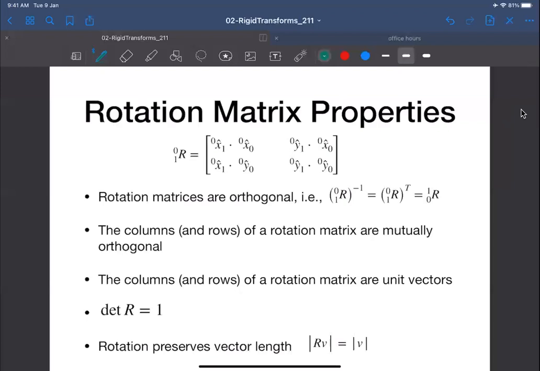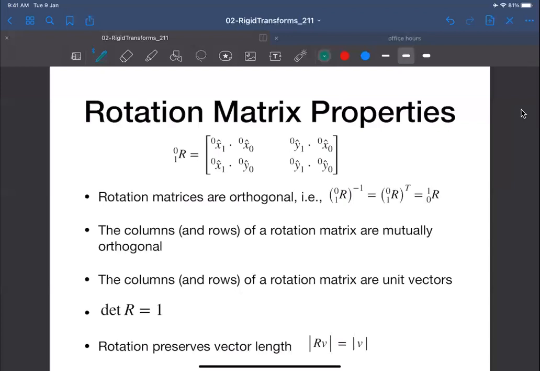The third property is that all columns and all rows are of unit length of any rotation matrix. The fourth property is that the determinant of any rotation matrix is 1. The fifth one is cool, and you can prove it easily, but this is beyond the scope of this practical guide, that the rotation matrices preserve vector length.